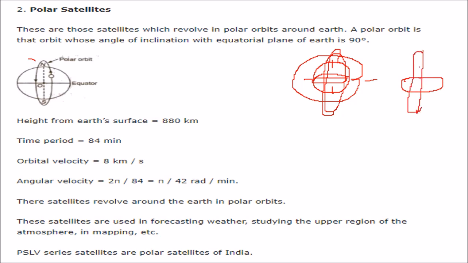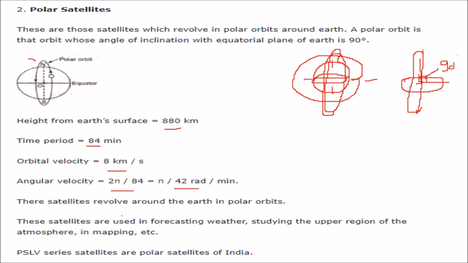will have an inclination of 90 degrees. The height from the Earth's surface in this case is around 880 kilometers, the time period is 84 minutes, and the orbital velocity in this case is 8 km per second. This depends on the particular satellite, it is not fixed. If you take some other satellite, it may be different. The angular velocity becomes 2 pi by 84, which is this number. We have just converted it into radians.